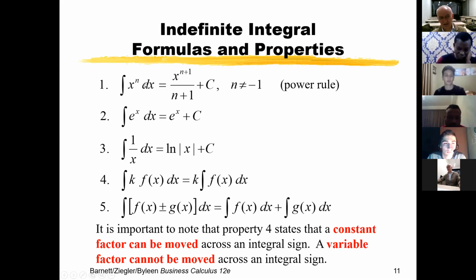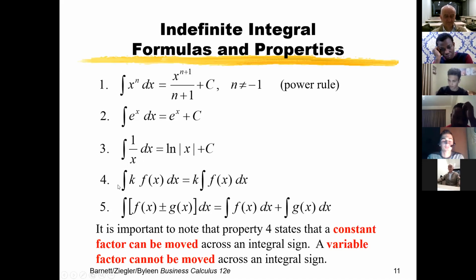When n equals -1, we have formula number 3. When n equals -1, it means x to the power -1, but x to the power -1 is 1 over x. And why is this integral equal to ln x? Because I hope you remember the derivative of ln x is 1 over x.